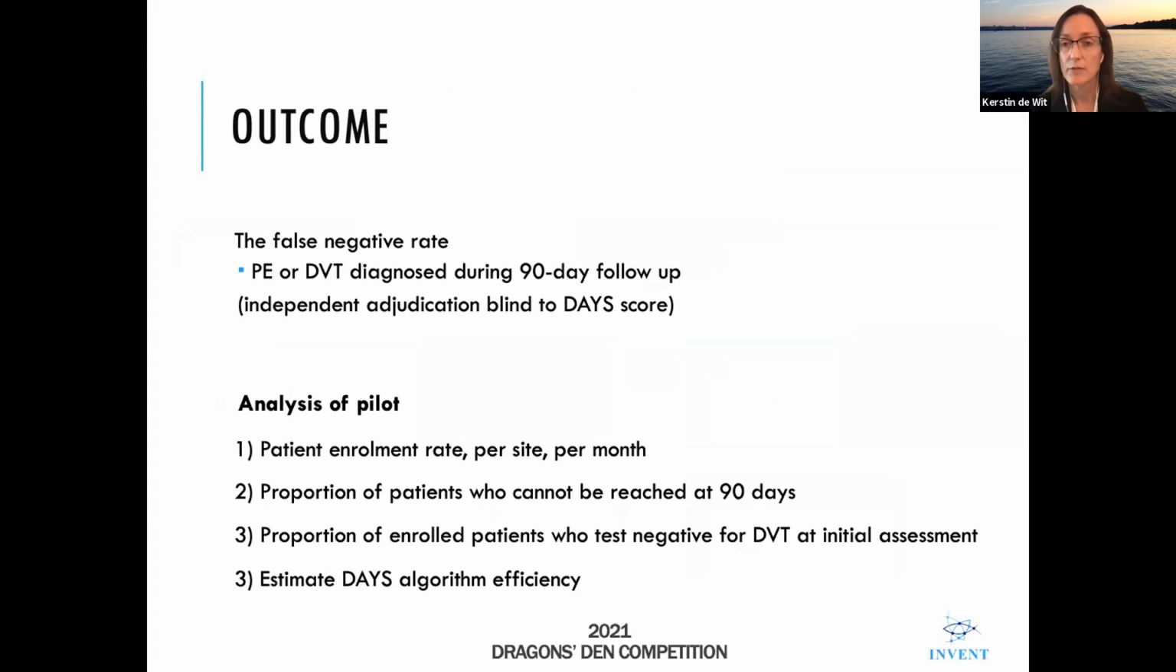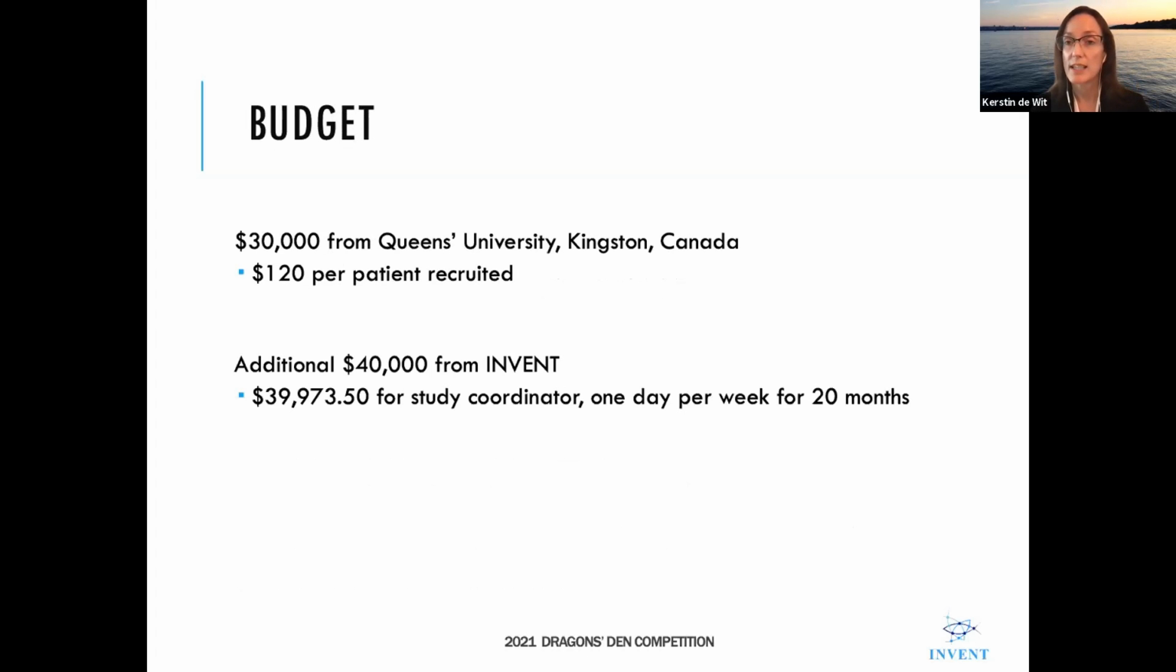The pilot study, however, will be assessing the patient enrollment rate per site per month that we estimate should be a minimum of 5. The proportion of patients who cannot be reached at 90 days for their follow-up, and the proportion of patients who test negative at their initial deep vein thrombosis assessment, along with the estimate of the DAYS algorithm efficiency. We already have a grant from Queen's University, which covers a cost per patient recruited, which will be sent to recruitment sites. We need further funding to fund a part-time study coordinator.